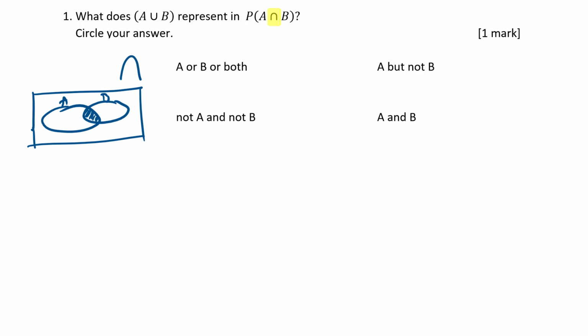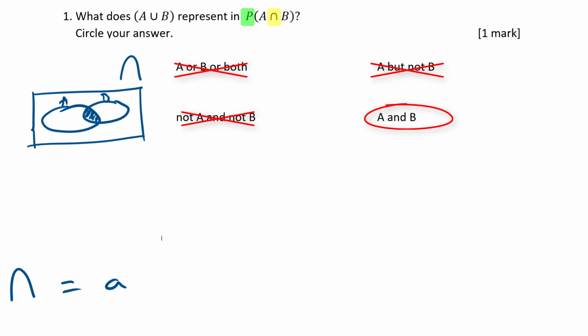So A means set A, B means set B, the upside down U means the intersection of. This bit here means the probability of. So it's actually asking what's the probability of an element being in that set. Okay, but the A union B part is it needs to be in A or B or both. No, not that one. In A but not B? Nope. Not in A and not in B? Nope. It's in A and B. It's got to be in both. So another way of reading it is that it is 'and'.